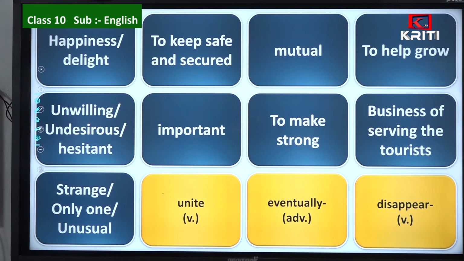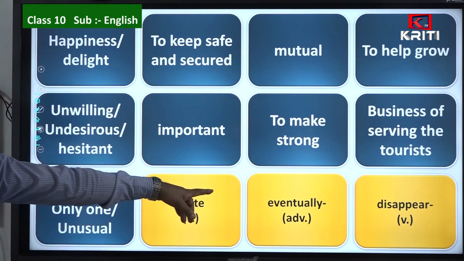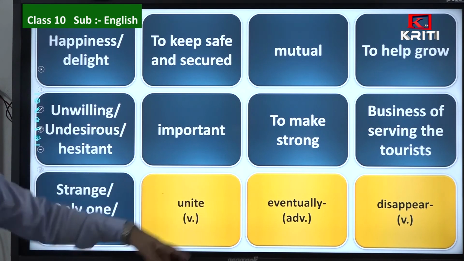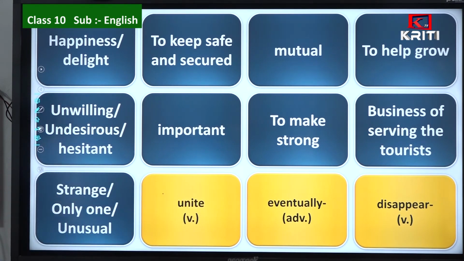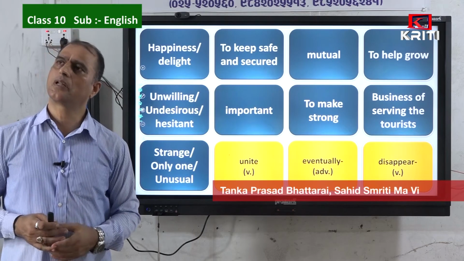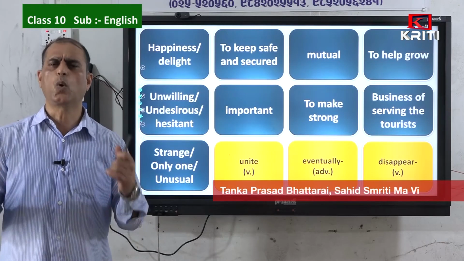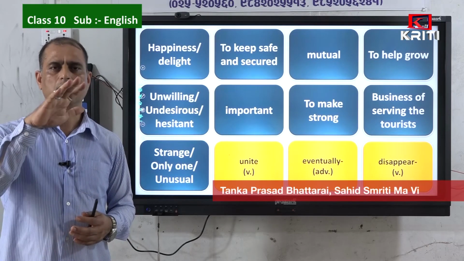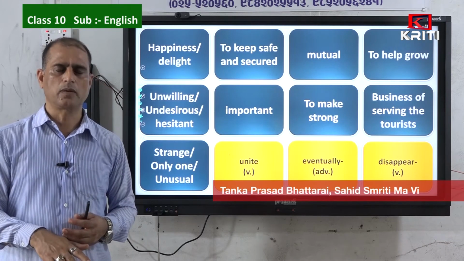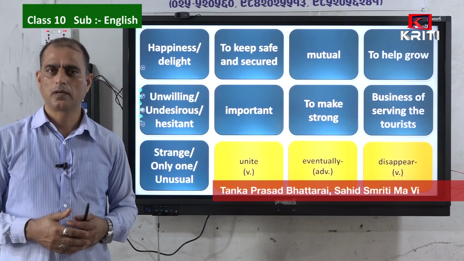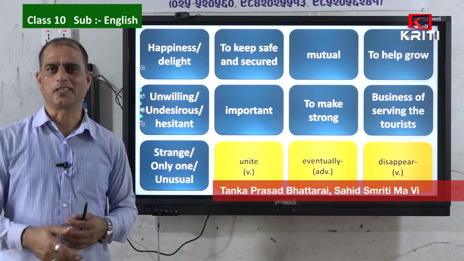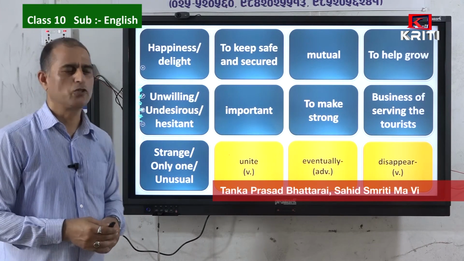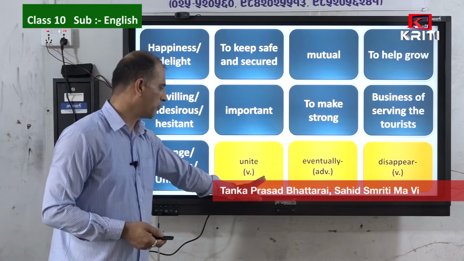The next word is eventually. What is eventually? Eventually is an adverb form. In speeches, I have often heard people say, eventually I would like to say thank you to all the people attending, for their attendance in this program. Eventually means what? It is not initially, but it is finally. Eventually means finally.